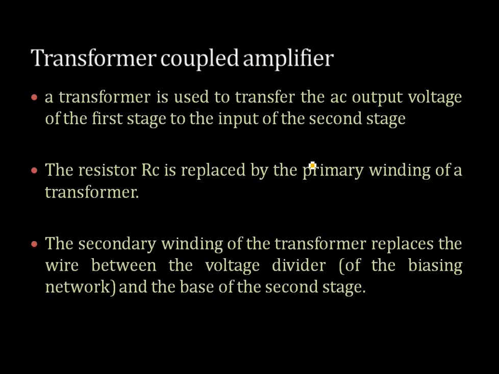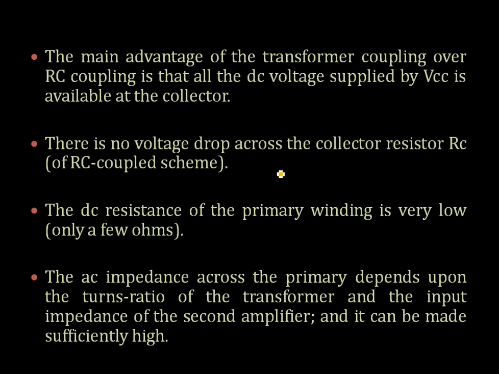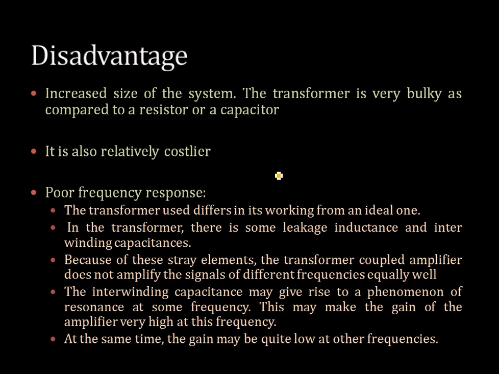I think we can discuss this in explaining the transformer coupled amplifier operation. You can see the disadvantages associated with this in this slide. So the size of the system is increased and it is also relatively costlier, and the frequency response is poor. That is because the transformer is not ideal here. There is some leakage inductance and interwinding capacitance. Because these leakage inductance and interwinding capacitance are stray elements, the transformer coupled amplifier does not amplify signals of different frequencies equally well, because these will come into play.